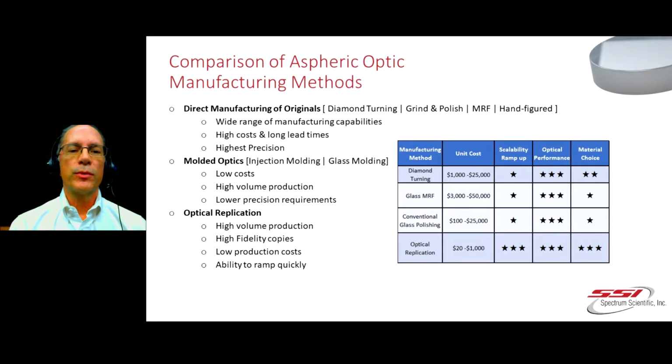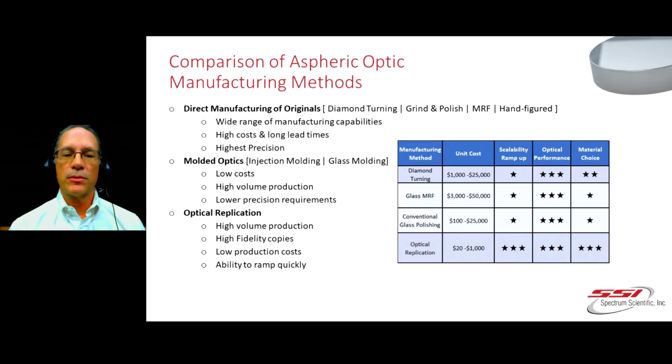In the third row, we have conventional glass polishing, which again can range in price depending on the complexity. Scalability is somewhat similar, maybe not as cost intense as some of the other methods, and high optical performance, but again, it's glass, so material choice is limited to glasses.